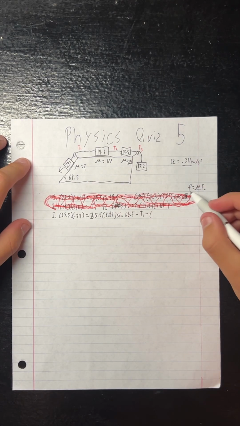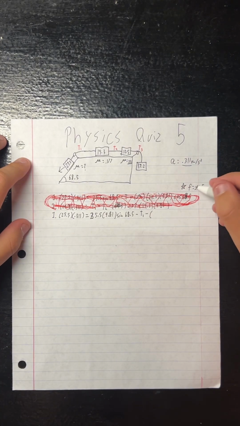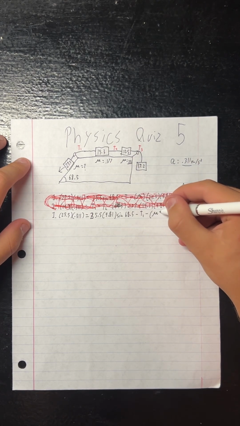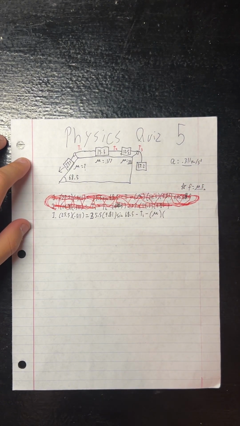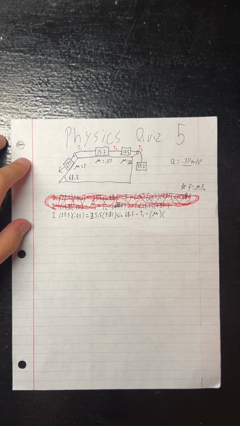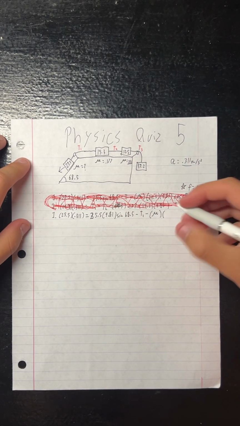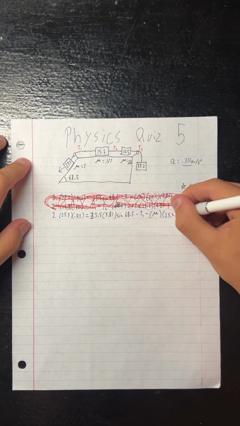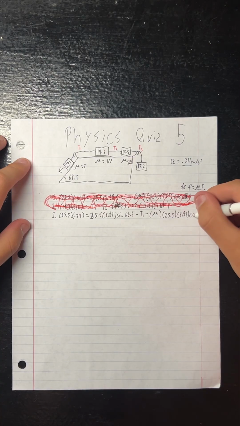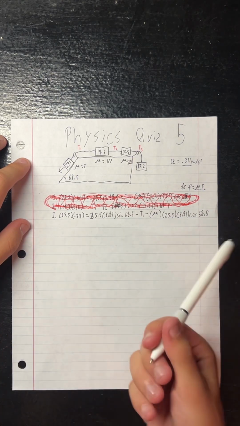What is friction? Well, it's this right here. Friction equals mu times normal force. We don't know the mu, so mu is like this, times the normal force. How do you find normal force? Well, like we did in the previous lessons, it's mg cos theta. So it's 25.5 times 9.81 cosine 68.5. That is the first equation we set up.